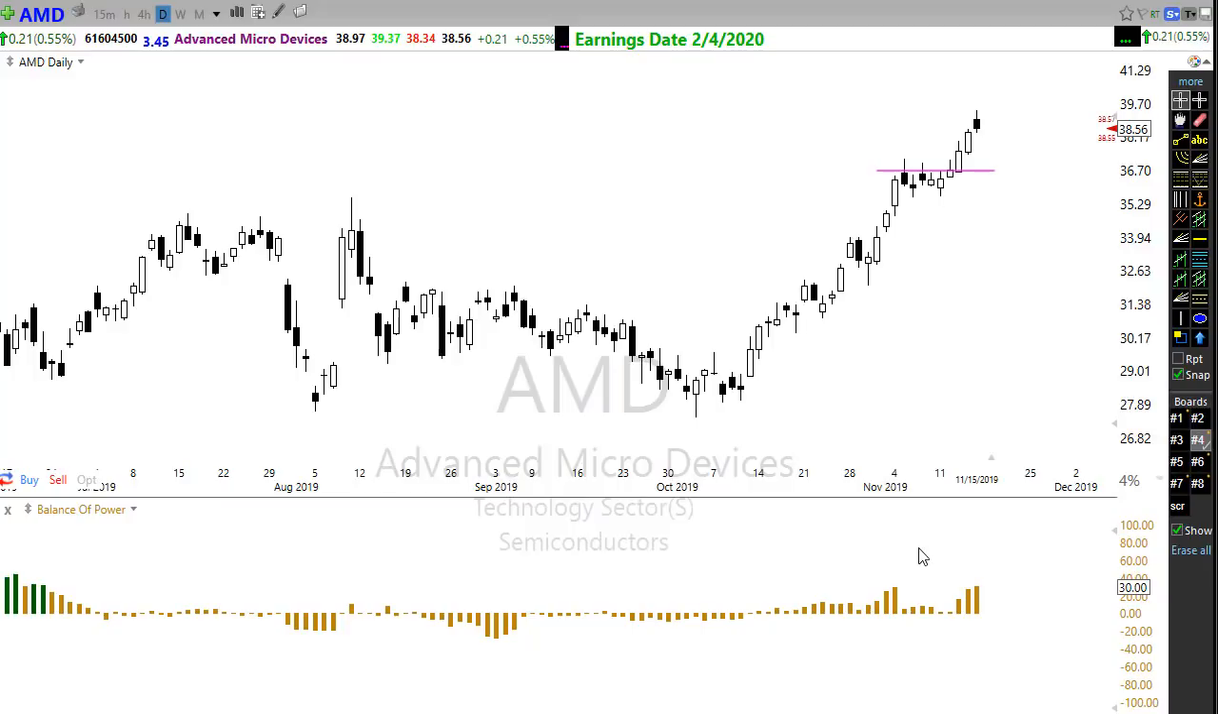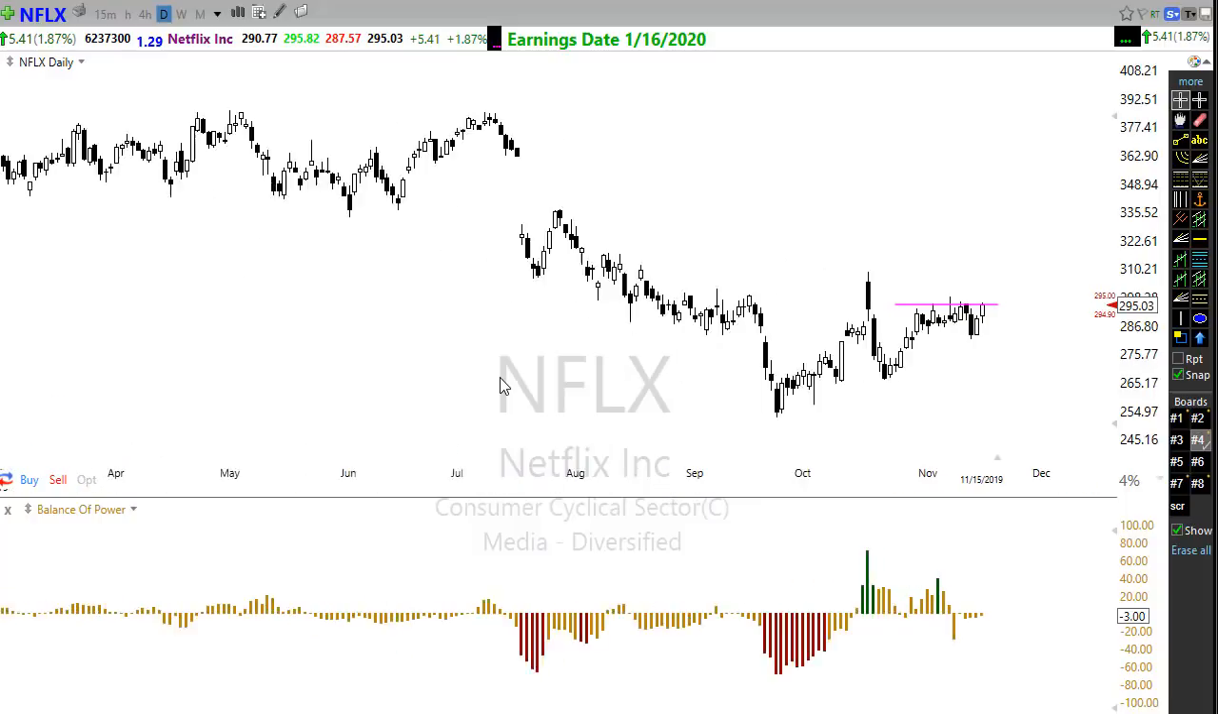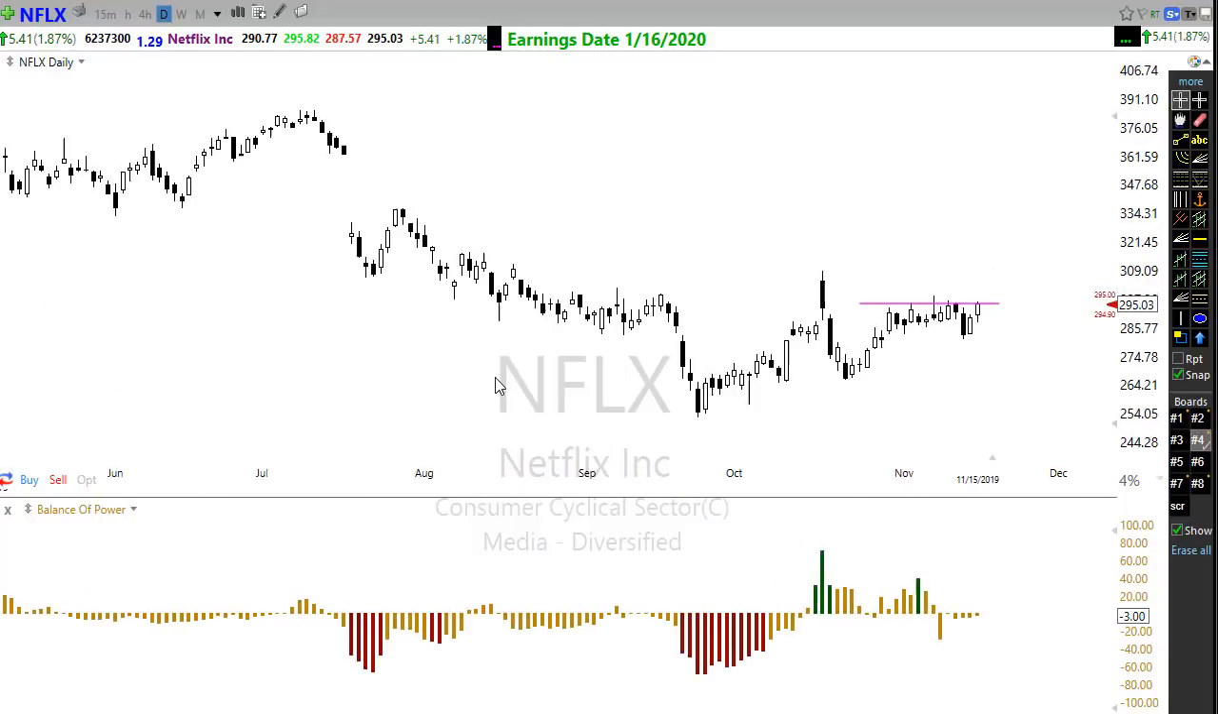So what does that mean? Once again, it means price is the most important thing to focus on. Price is king. Something like BOP can give us clues of something going on. And if the pattern is right and the trend is right, we can take advantage of that.